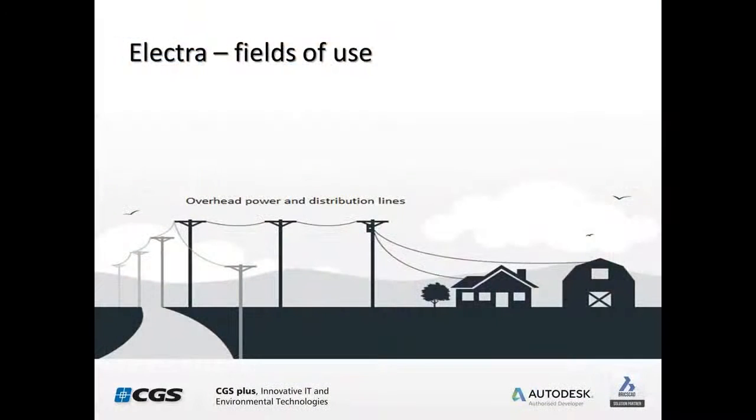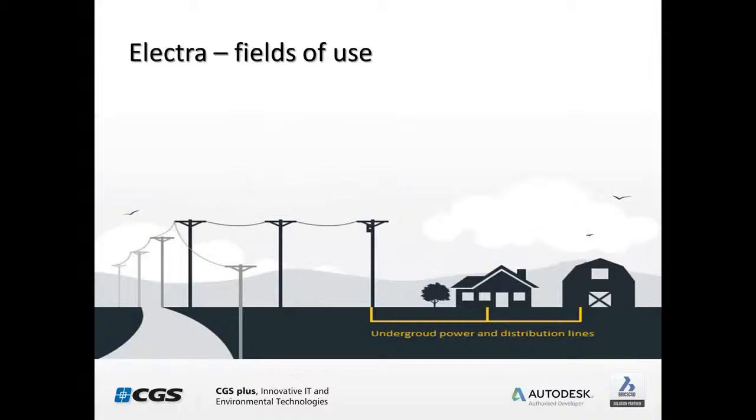Where is Electra used? The fields of use for Electra: we are basically targeting all the overhead power and distribution line operators. So basically electricity power line distributors, telecommunications, cable distributors, all the municipalities which deal with the distribution of any kind of communication lines. But not only overhead, Electra can also be used for the underground power and distribution lines. So there is the functionality there to design the underground cables as well.